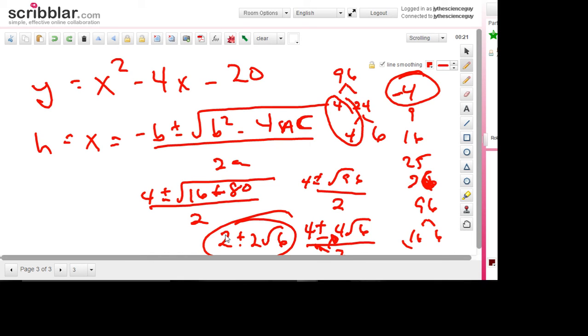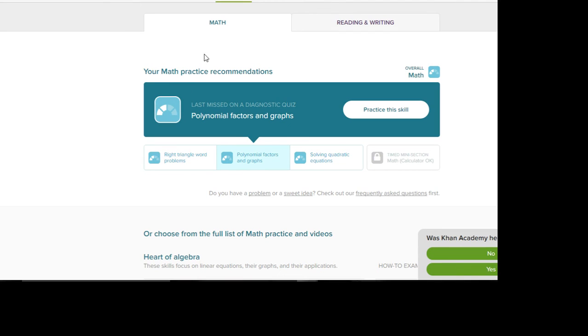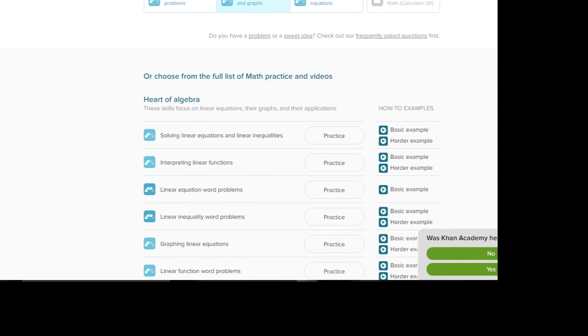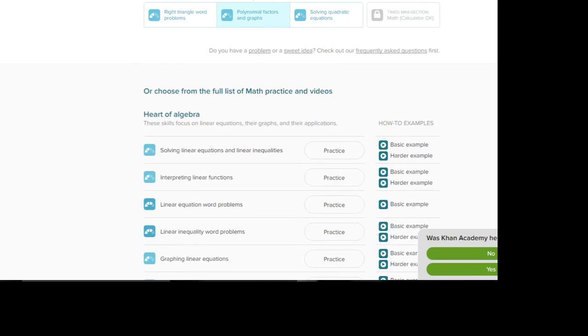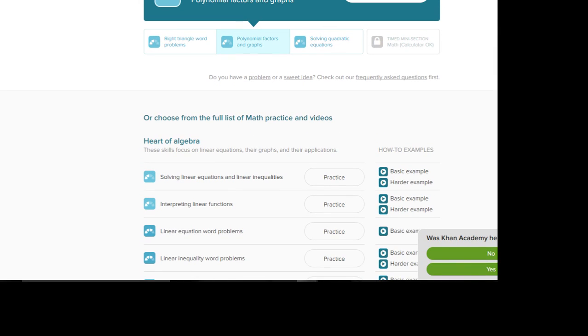Let's see what else you're supposed to do for your homework. I think I kind of covered everything. Can you retake the quizzes multiple times? I don't know if it locks you out or not. Different problems? I don't know. Let's see.